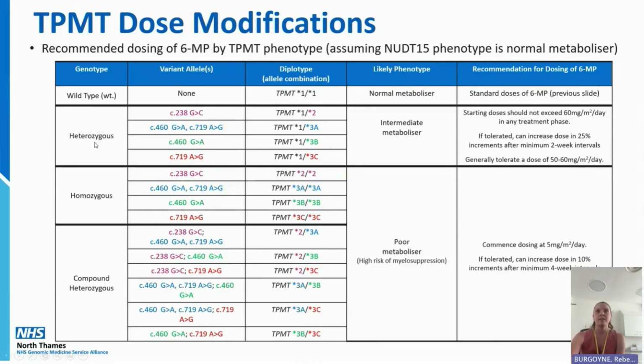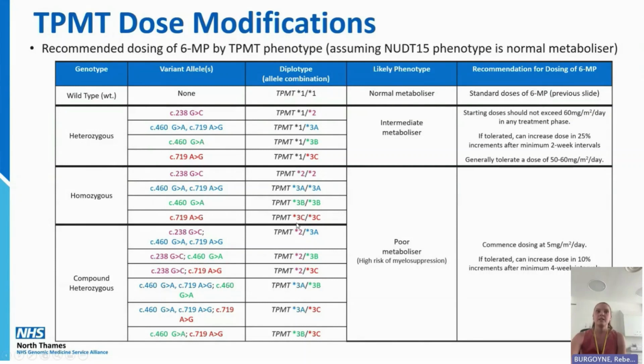Heterozygous patients. So these are patients that carry one of the wild type alleles and one of the loss of function alleles. These are your intermediate metabolizers. So the recommendation is that doses should not exceed 60 milligram per meter squared per day in any treatment phase. And if the dosing is tolerated, the dose can be increased in 25% increments after a minimum of 2 weeks. And they generally will tolerate a dose between 50 and 60 milligram per meter squared per day.